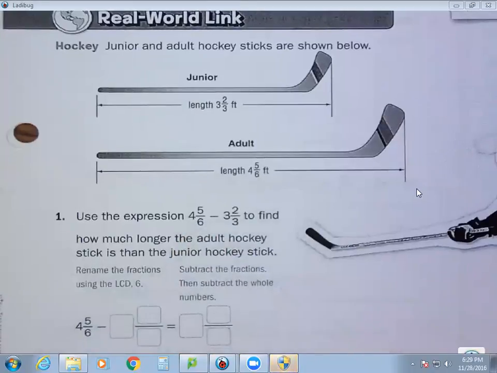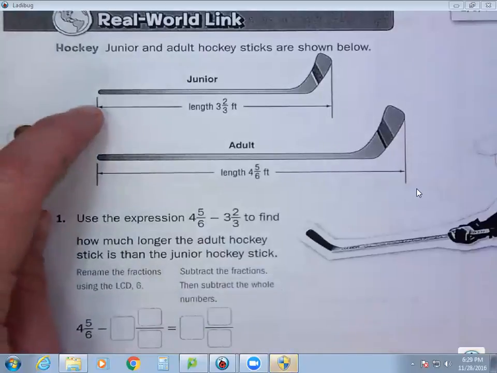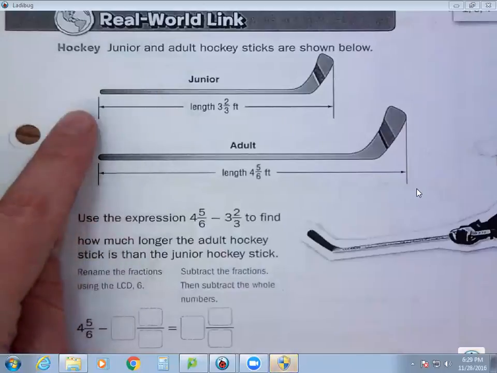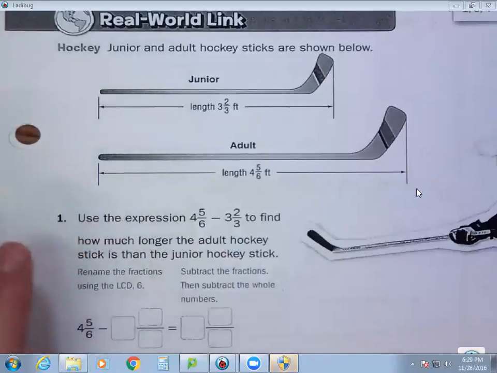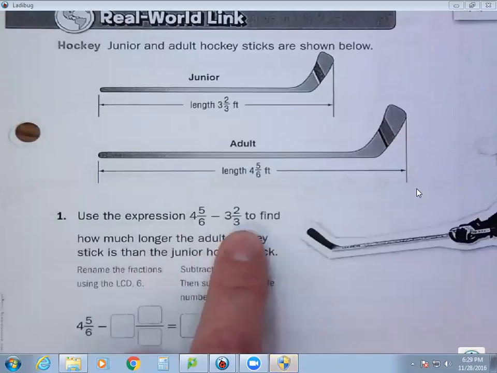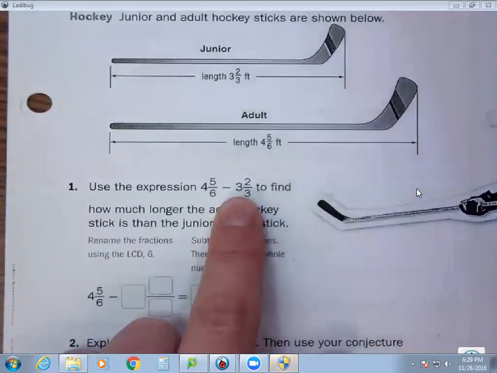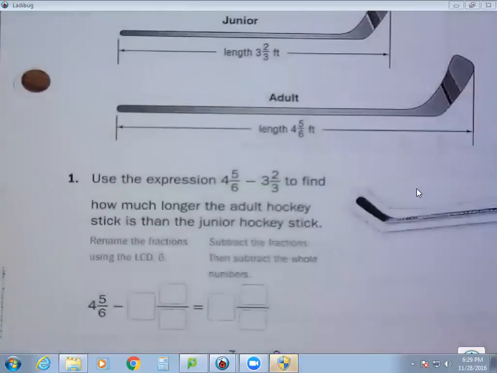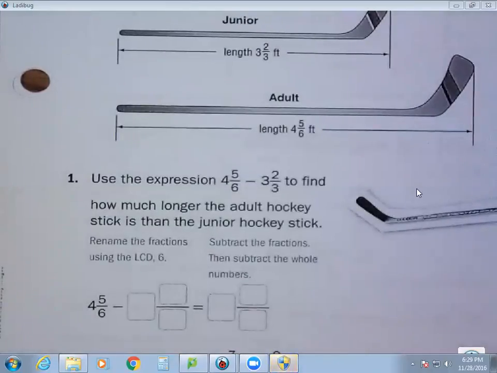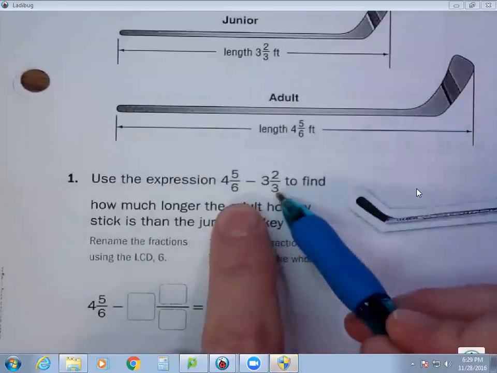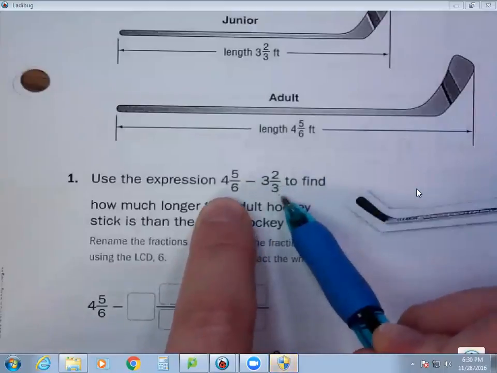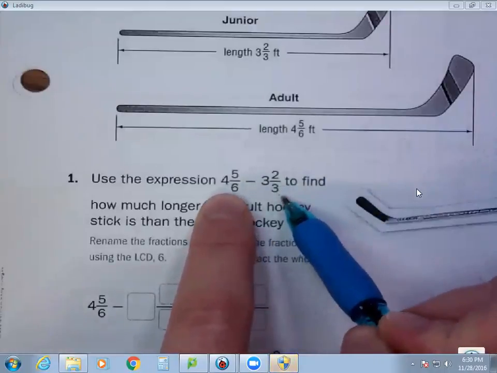So let's take a look at this. We have a junior length hockey stick and an adult hockey stick. Clearly the junior length is a little bit smaller than the adult. We're going to use the expression 4 5/6 minus 3 2/3 to find how much longer the adult hockey stick is than the junior hockey stick. So one thing is we are going to rename these fractions because we cannot subtract or add these fractions when they have unlike denominators. We practiced that yesterday, changing these to like denominators.